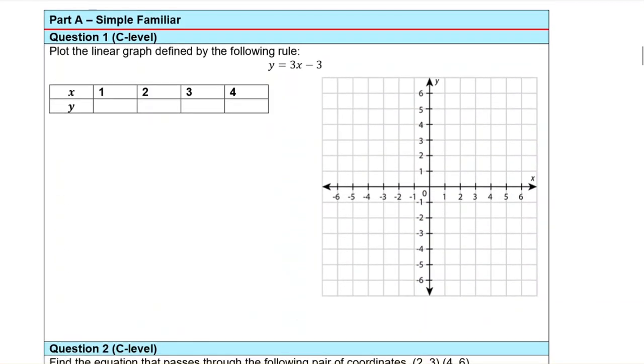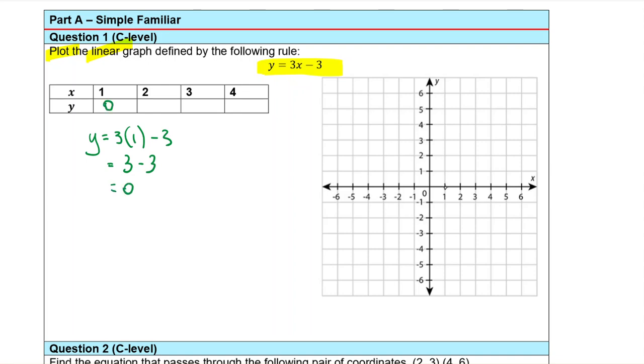Alrighty, so the first one's about plotting graphs, and in this one the question said plot the linear graph defined by the rule. With this one we've been given the table of values. So we just have to substitute the value of x that we've been given into our rule and then find out what the value of y would be. So I'm going to first substitute x in there. I've got y equals 3 times 1 minus 3, and 3 times 1 is 3, minus 3 is 0. So we know when x is 1, y is 0.